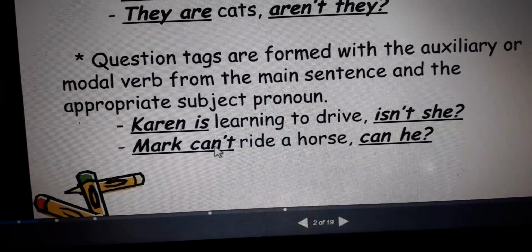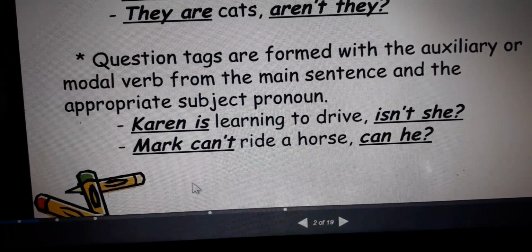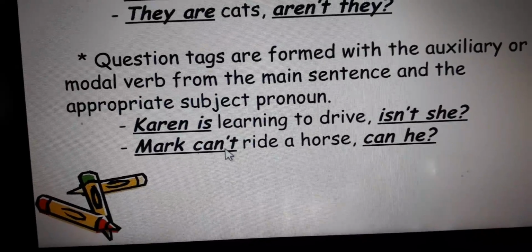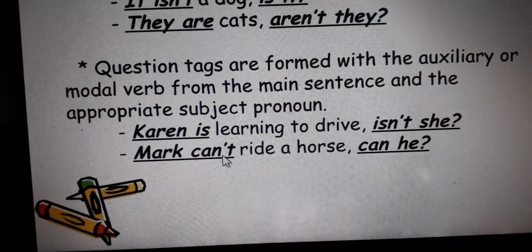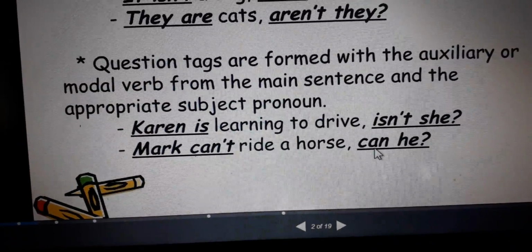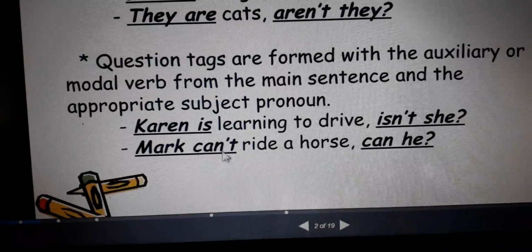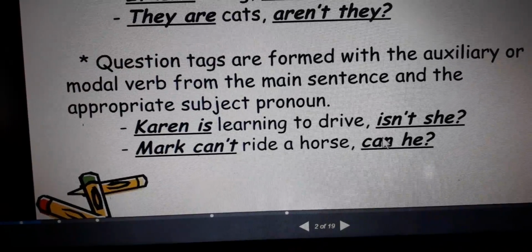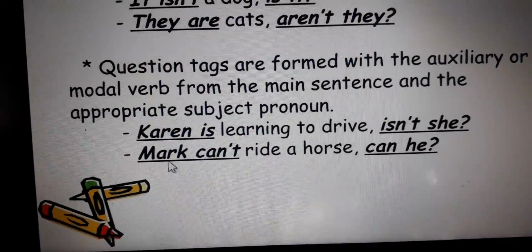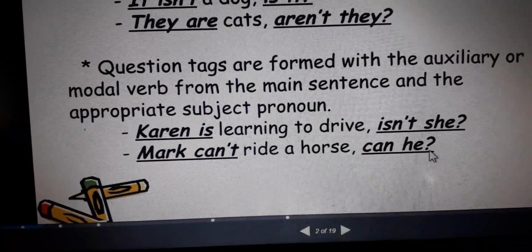Mark can't ride a horse. Can't is a helping verb, a modal verb here. We are going to take the help of the modal verb. Can't will be written as can. Now here apostrophe T is already there, so we will write can't as can. Mark is a boy here. So can he. Can he, with the question mark, is the question tag here.